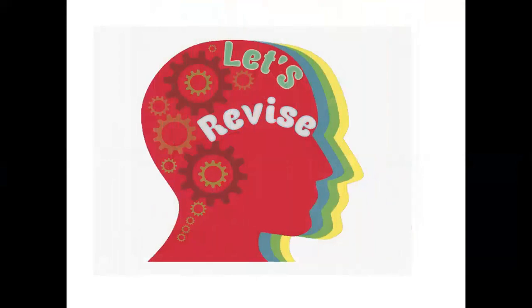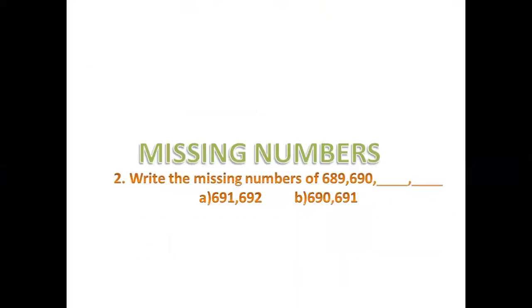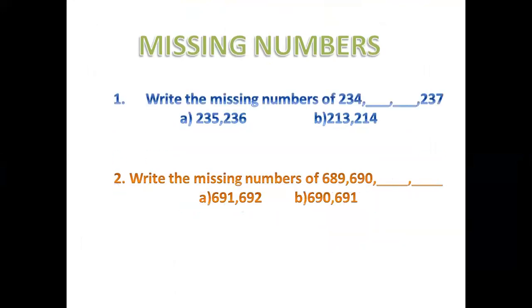Come on, let's do a quick revision. In the previous class, we did missing numbers, remember? Let's see the first question. Write the missing numbers of 234 and 237. What comes in between? There are two options. 234 and 237. What comes in between these numbers?